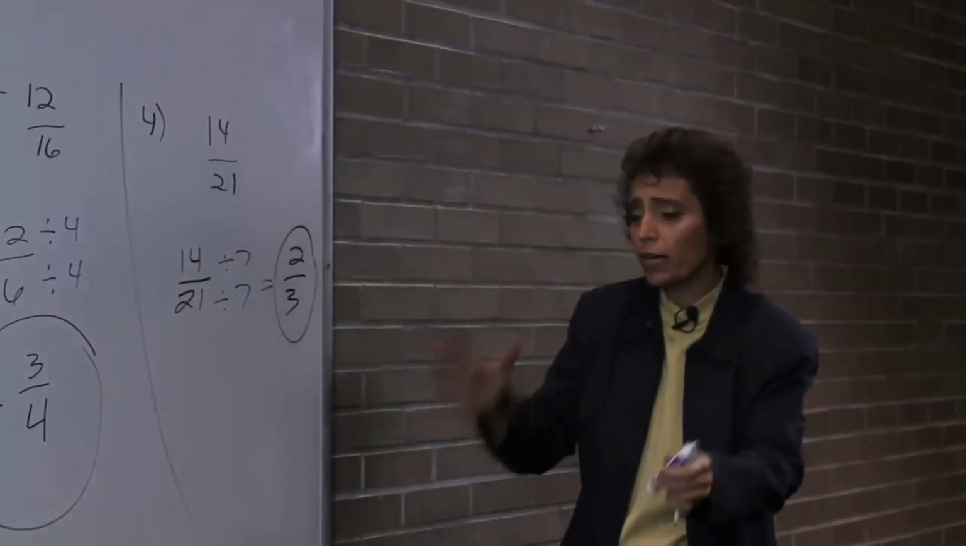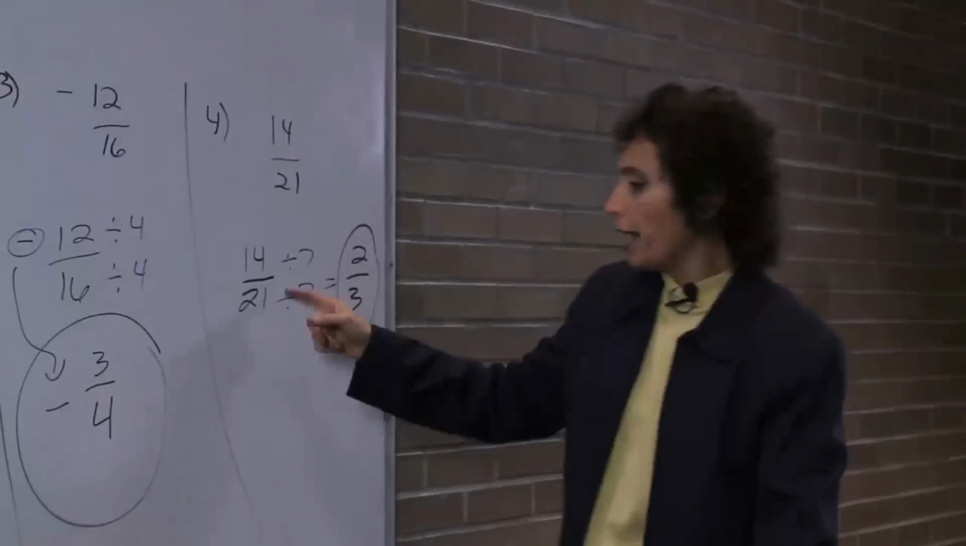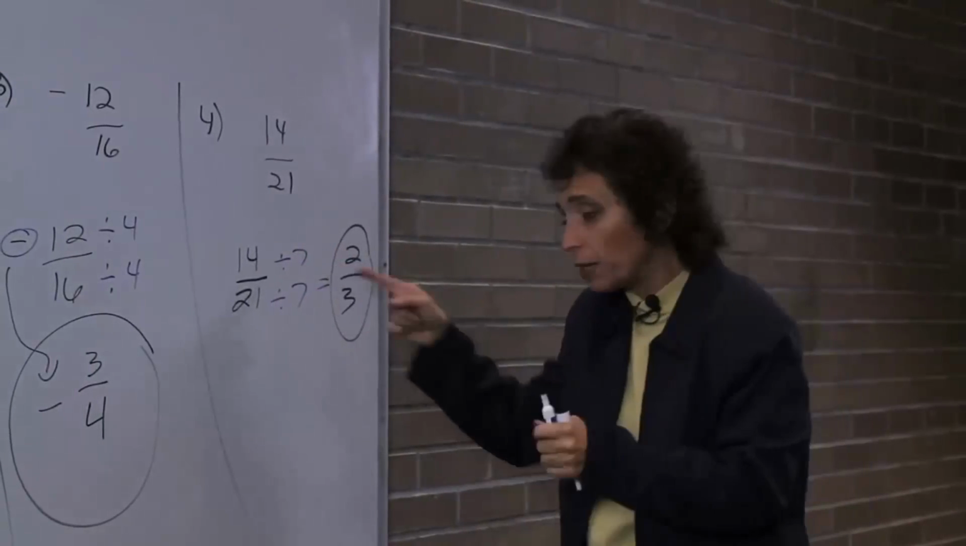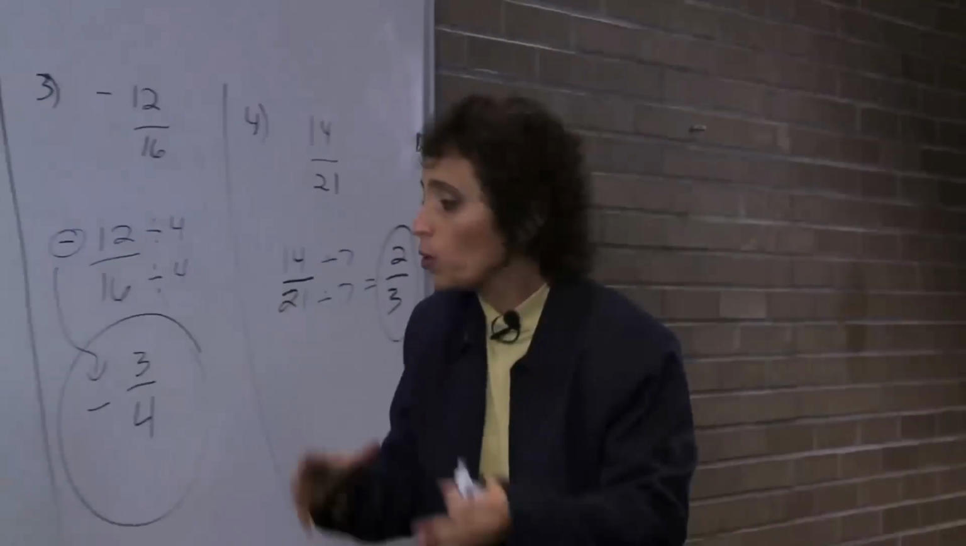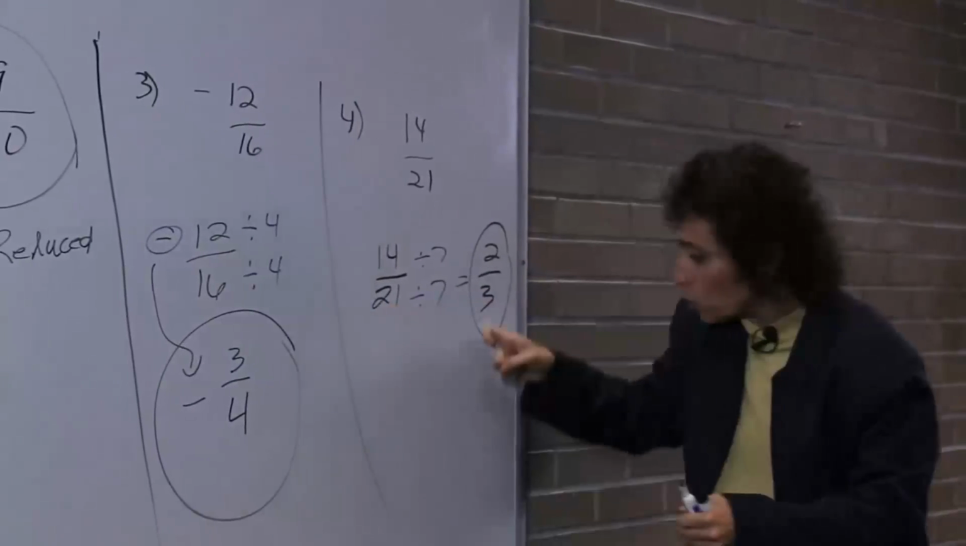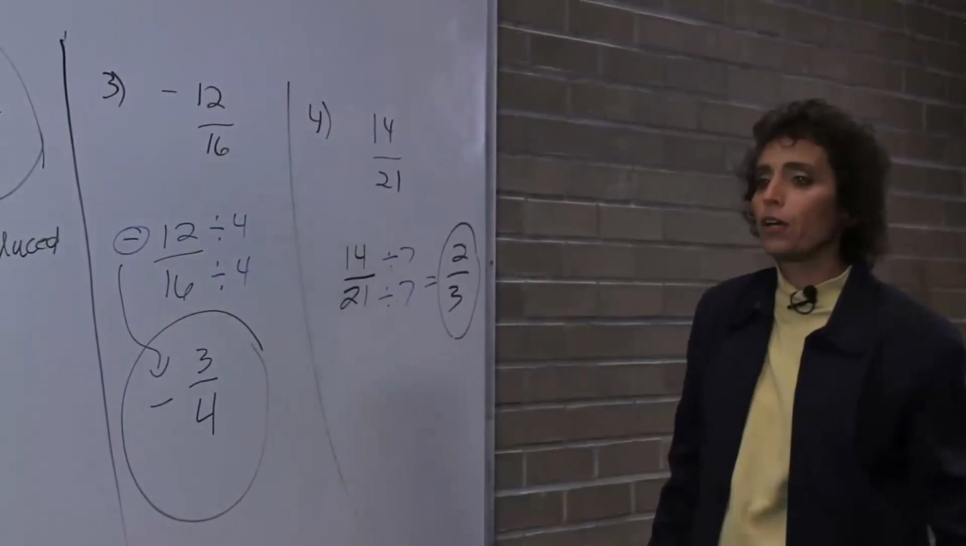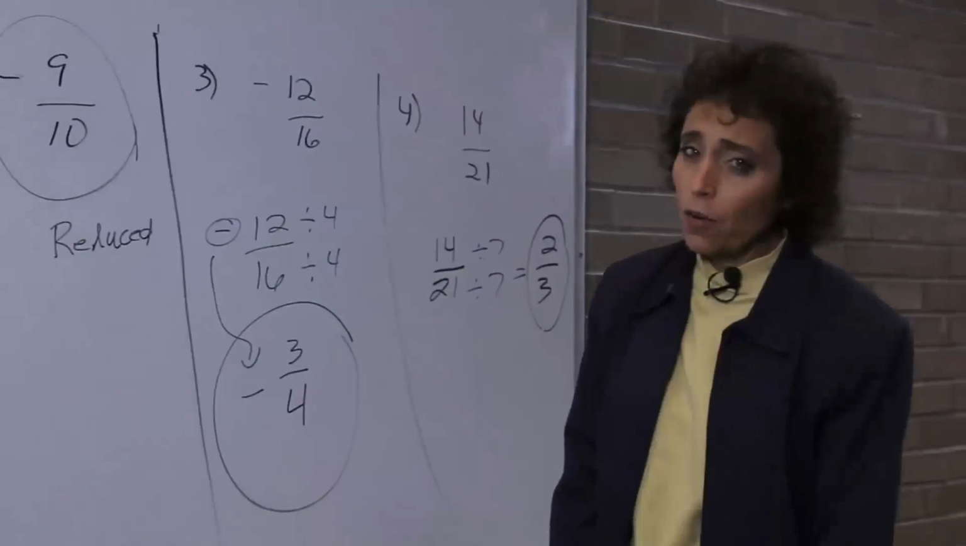And notice we divided top and bottom by the same number. What we're really dividing by is 1. I ask my classes all the time, what are we dividing by? They say 7. We're not dividing by 7. If we were dividing by 7, we wouldn't get the same number. These are equivalent, remember. They represent the same number. Okay, so be careful. All right.